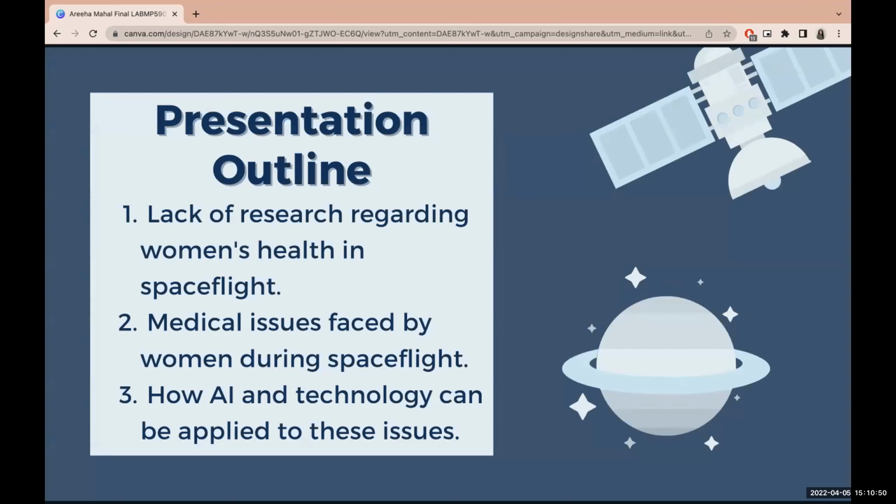Specifically, I'll touch on the lack of research regarding women's health and spaceflight and the knowledge gap that has resulted because of this lack of research. Secondly, I'll be going over specific medical issues that are faced by women during spaceflight due to anatomical differences between male and female astronauts. Some female astronaut body systems are put at increased medical risks, so I'll be giving an overview of what some of these are. Thirdly, I'm going to look at how AI and technology can potentially be implemented to these issues in the future to reduce the risks faced by astronauts when completing spaceflight.